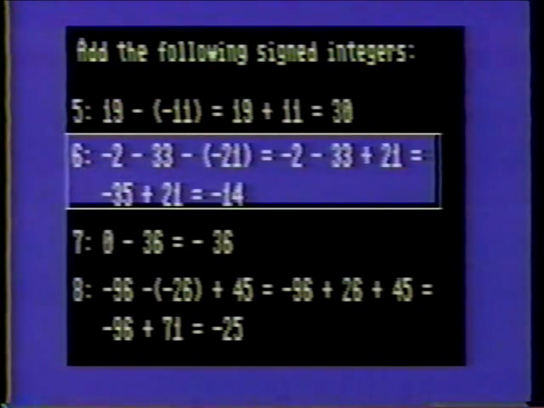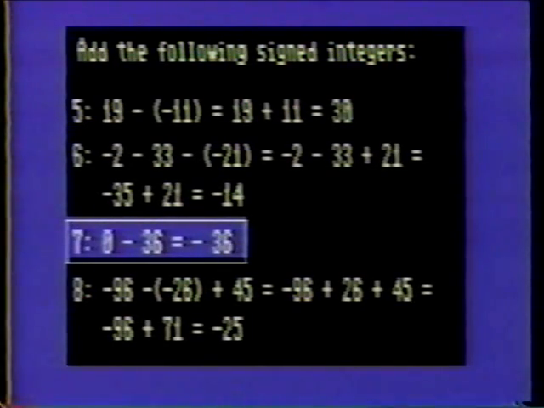Number 6. Don't forget the sign changes that occur when a minus sign precedes a minus sign. Thus, minus 21 becomes positive 21. The resulting equation is minus 2 minus 33 plus 21. Adding the two numbers with like signs, we get negative 35 plus 21. When these components are added, the sum is negative 14.